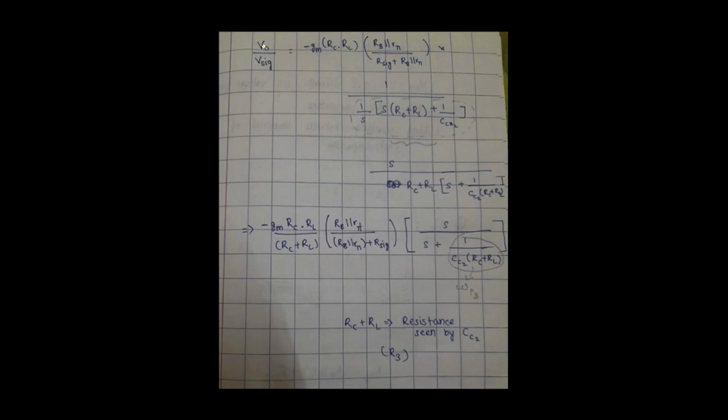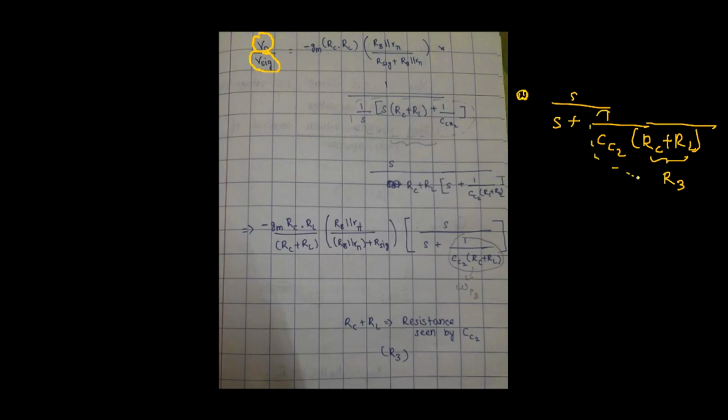so that we can get the voltage gain, V output, in the numerator and V input, which is V signal, in the denominator. Again, I simplify this particular expression to get S divided by S plus 1 by CC2 into RC plus RL. This RC plus RL is my R3, and this entire term is denoted with omega P3.